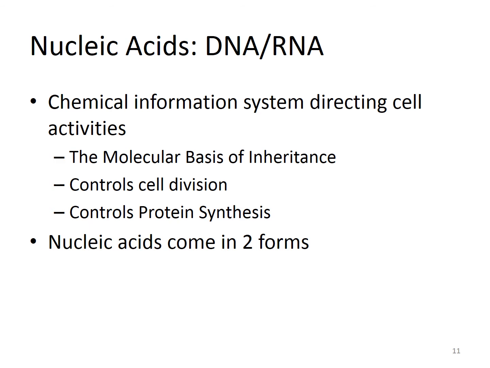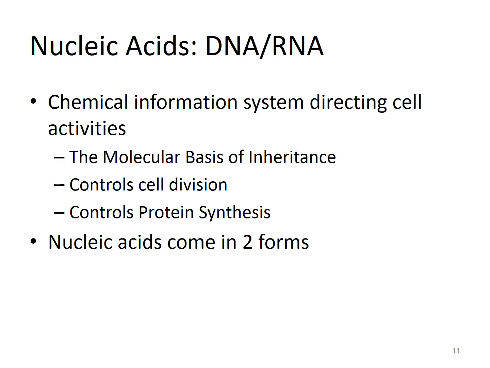So DNA is a chemical information system for the cell, directing the cell's activities, and we'd mentioned this before. It really controls three things. It's the basis of inheritance. It's how we pass on genetic information. It controls cell division, that being mitosis and meiosis in sexually reproducing organisms. And the third major process that DNA is responsible for controlling is protein synthesis.